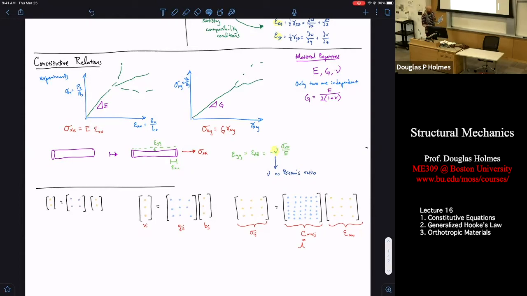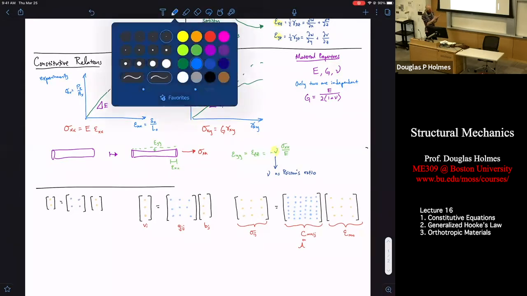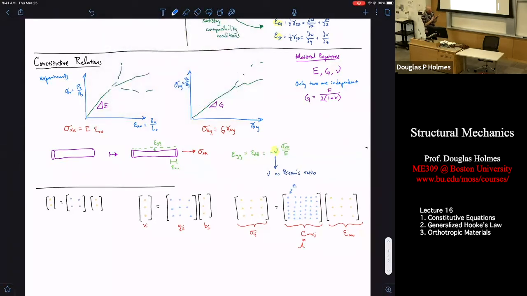The nice thing is, each of these things is like a, this is C1111, and this is C22, and so on and so forth. You can imagine naming these things all you want. And there are 6x6, 36 different constants.